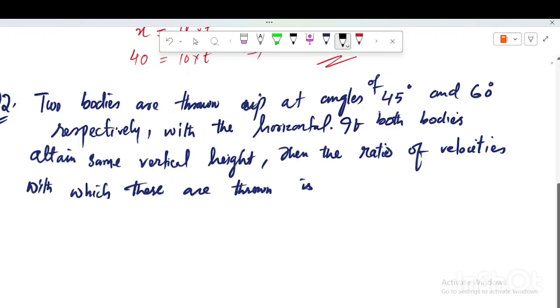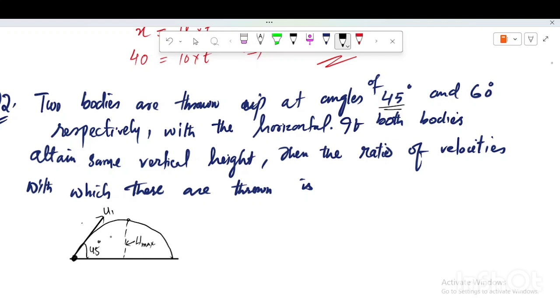Two bodies are thrown at an angle of 45 degrees. So let's make a diagram of one body. For example, this is one body and this is the horizontal axis, and this body is thrown at an angle of 45 degree. It will follow this projectile, and the angle is 45 degree here. This will be its maximum height, h max, and this will be its initial velocity u, and theta is also given, right?